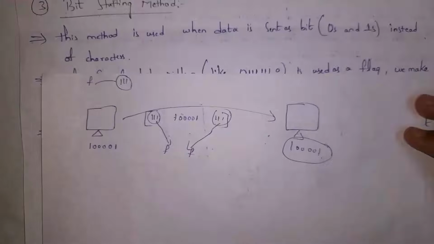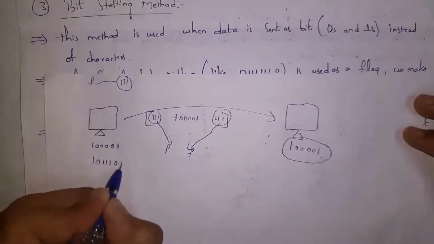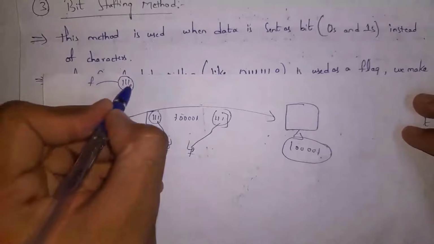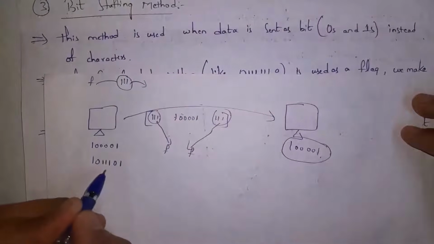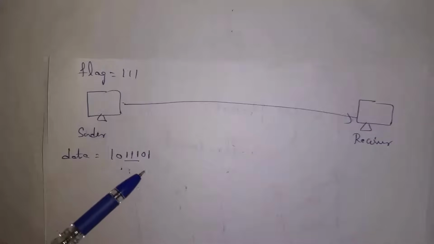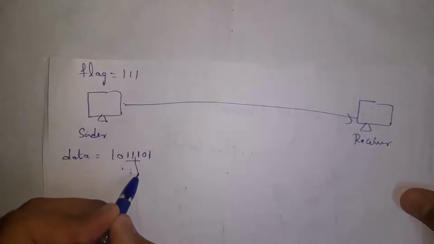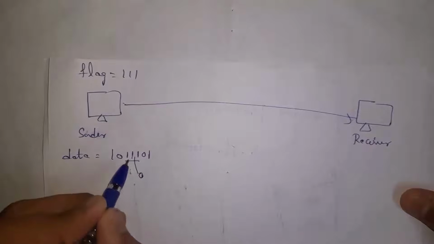For example, the sender wants to send one more data like 101101. If you observe here, my flag is 111 and my message also contains 111. So whenever flag characters are present in our message, the receiver doesn't know what is flag and what is actual data. In order to overcome this problem, we need to avoid flag bits in our data. How can we avoid flag bits? We just need to include an extra bit 0 after two ones.